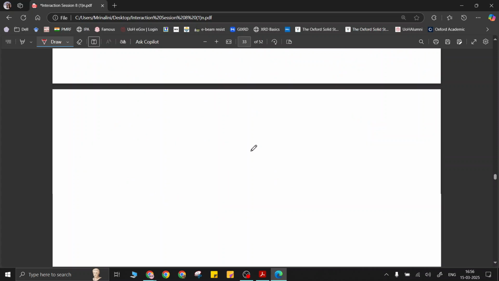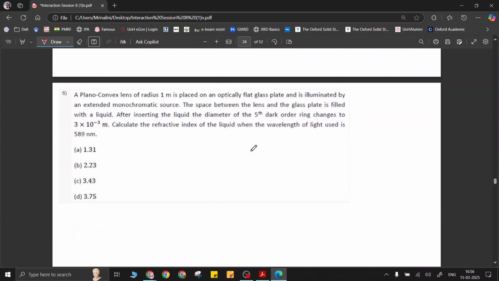Now the sixth question, again it's on Newton's ring experiment. We have a plano-convex lens of radius 1 meter. This is what I was telling you earlier: we can neglect the thickness when we were opening the squaring brackets, because the radius is 1 meter, whereas the thickness is only a few centimeters at most, like 0.1 centimeter, 0.01 centimeter. So it is okay to neglect it.